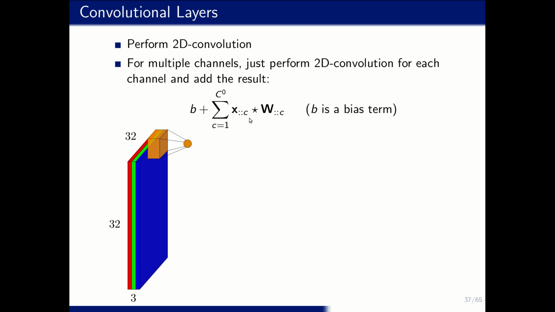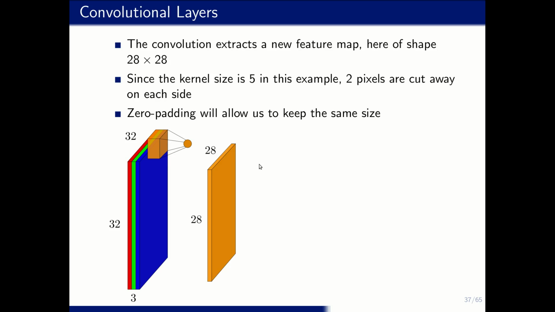And we are also adding a bias term. Like in multi-layer perceptrons, where we had this bias term, we also add a bias term here. So we have this kernel, this orange kernel, and this now yields a new feature map.